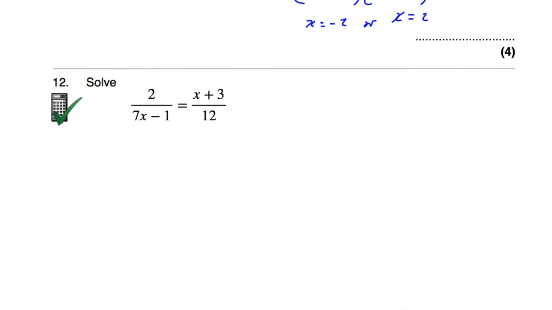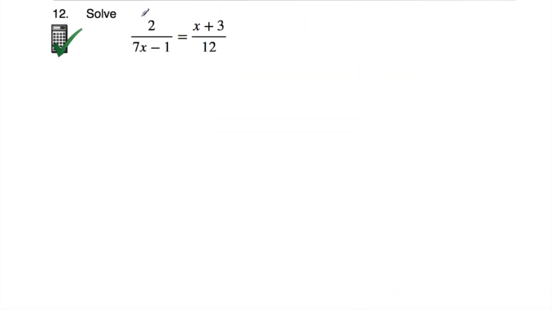Okay, let's look at our next question, question number 12. We've been asked to solve 2 over 7x minus 1 equals x plus 3 over 12. So again, we've got a fraction equal to another fraction, so we can use cross multiplication. That's that numerator times that denominator will equal this numerator times that denominator. So 2 times 12 is 24. And that will equal this numerator times that denominator. I'm just going to put them in brackets, x plus 3, and then in brackets 7x minus 1. That means that bracket times that bracket.